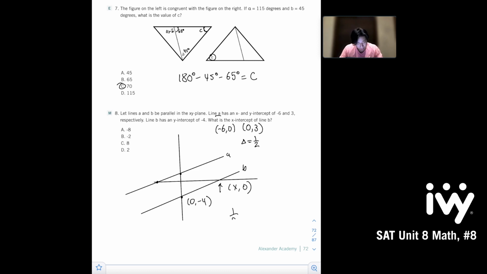Must also have a slope of 1/2. That means 1/2 is going to be equal to 0 minus -4 over x minus 0. So that's, of course, just x. So 1/2 is just equal to positive 4 over x. So doing the algebra here, multiplying x over, and then multiplying the 2 over, we see that we get x is equal to 8. So answer choice C.